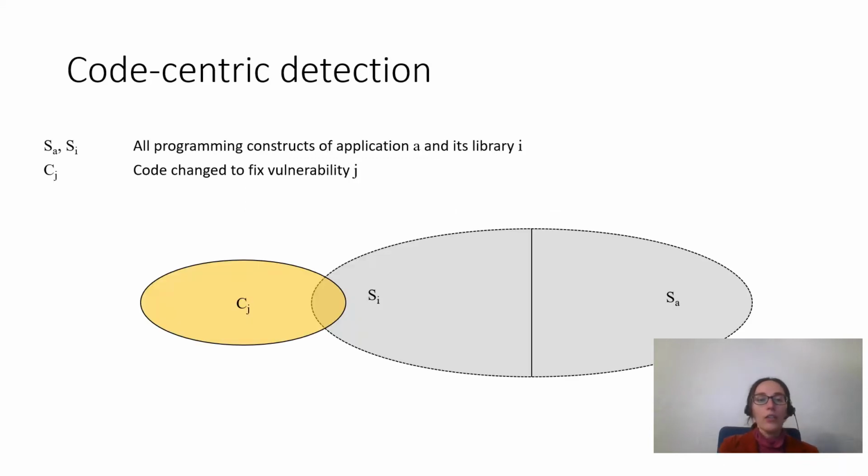And then the detection happens by simply intersecting the vulnerable code with the code of any dependency of the application. If the intersection is not empty, then the vulnerability is reported. So it's sufficient that just one of the modified functions is present in one of the dependencies for the vulnerability to be reported.